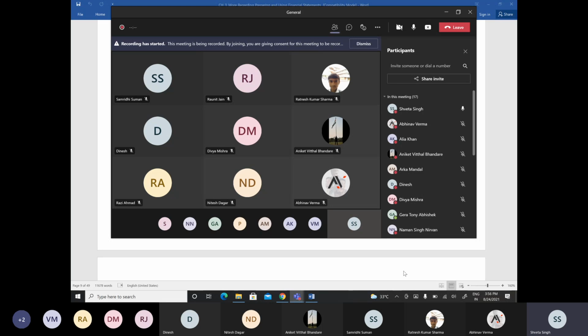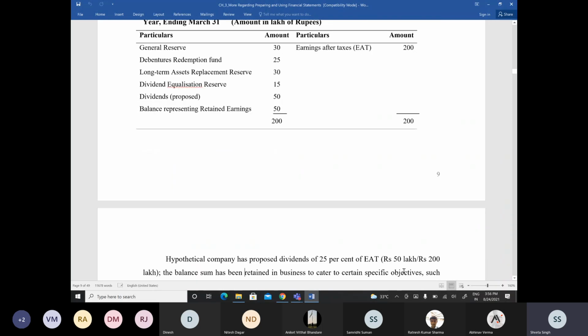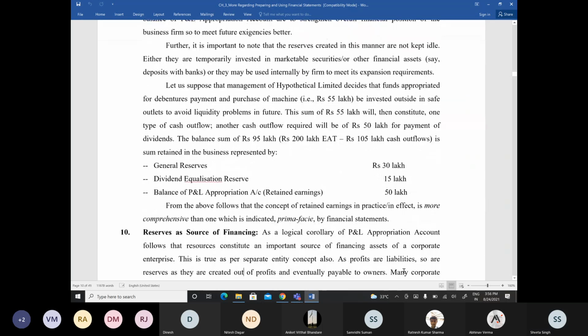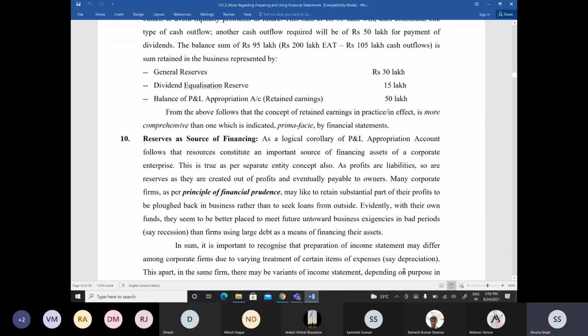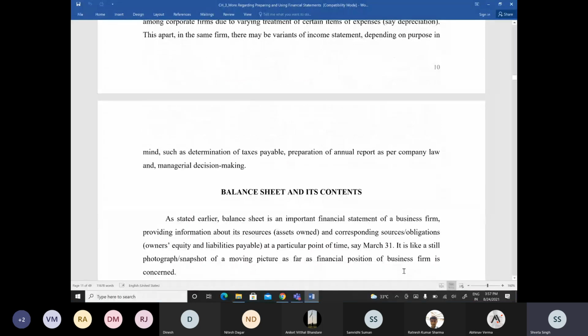Okay, so I'm coming back to the material. This is the example of the P&L appropriation account. Okay, and this is the description of that. All of you know that all the reserves that are created are going back to the company, and the company can use this money to make more assets, to expand its operations, to make more products and services, to sell it and make more money for the shareholders. So the main objective of the company is to maximize the wealth of its shareholders.